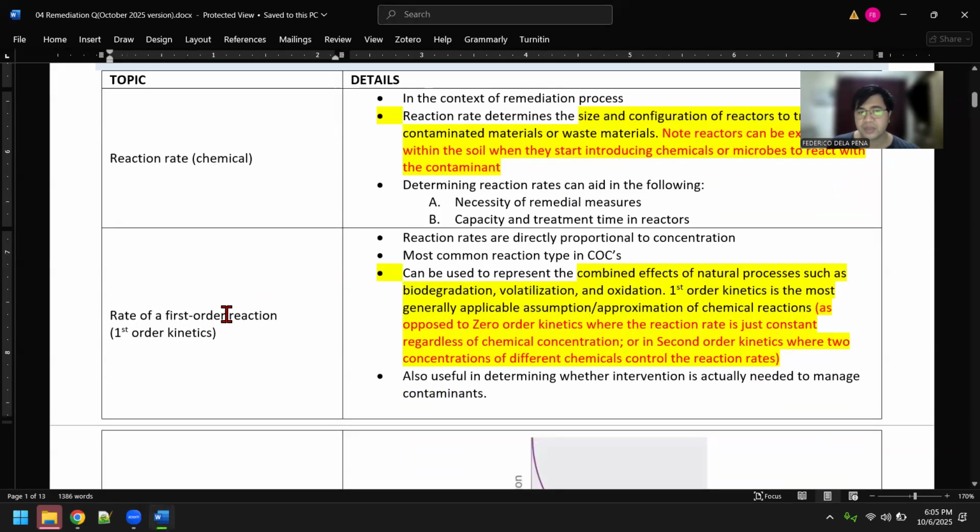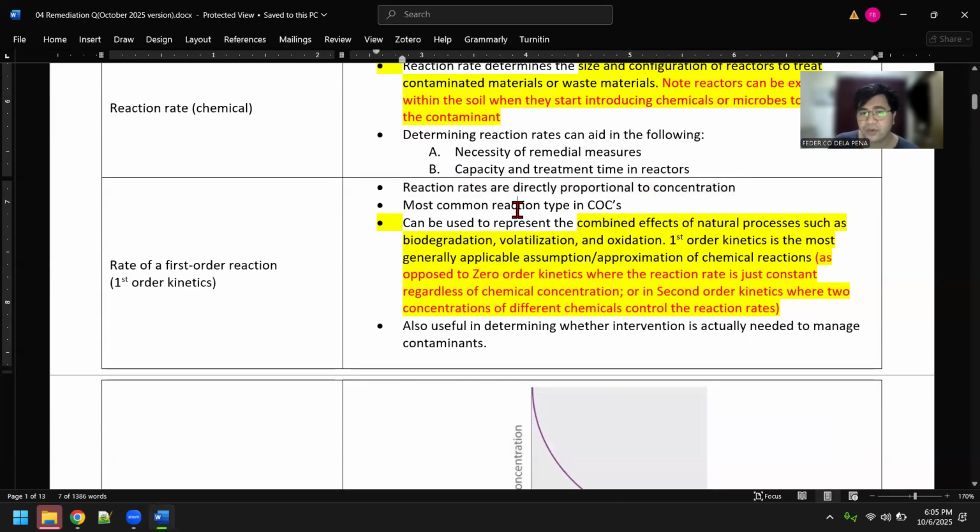Now, there are many ways in which we can approximate the rate of reactions. Okay. Keep in mind that in contaminations, we have very limited data. Okay. Usually just two or three measurements of the concentrations over time. And it's really helpful to have a concept on how the reaction will proceed. Okay. For most contaminants, the contaminants usually undergo what you call a first order kinetics reaction.